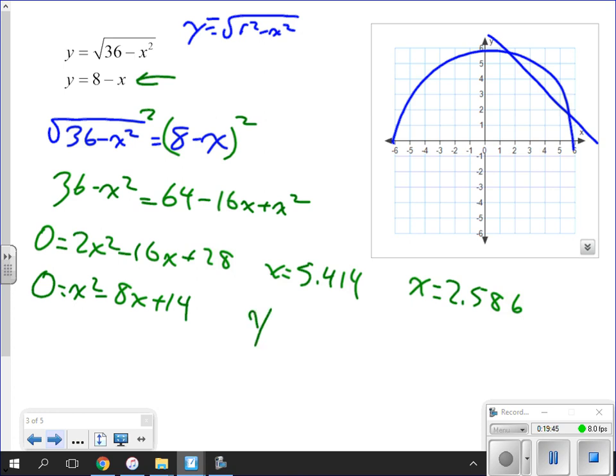When x is 5.414, you get 2.586. And when x is 2.586, you get y equals 5.414. It is not always symmetric like that. It is in this case. When x is one number, y is the other. When y is one number, the x is the other. It doesn't always happen that way.